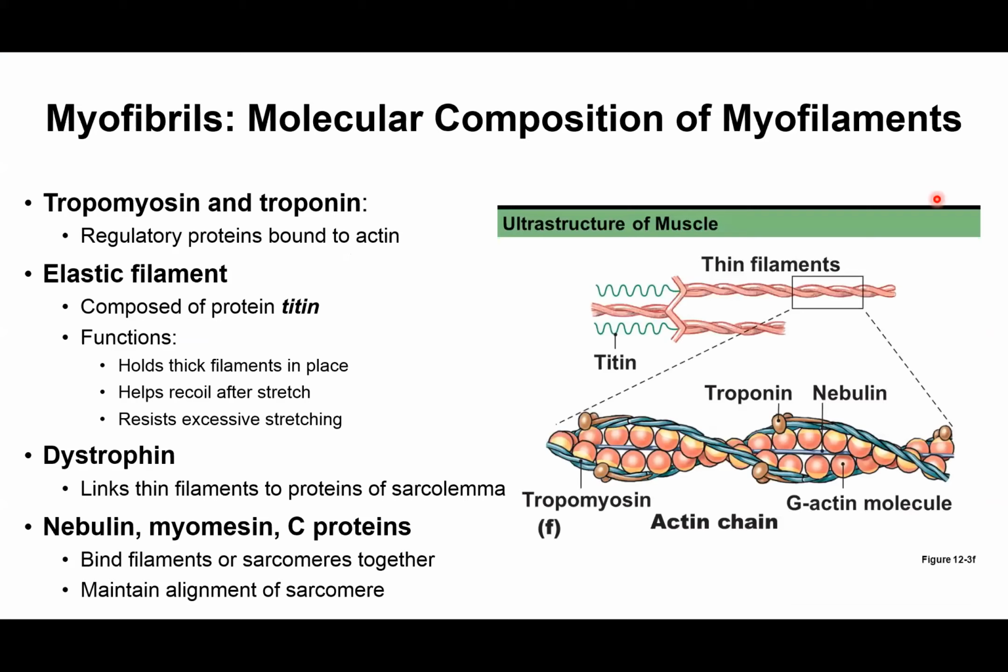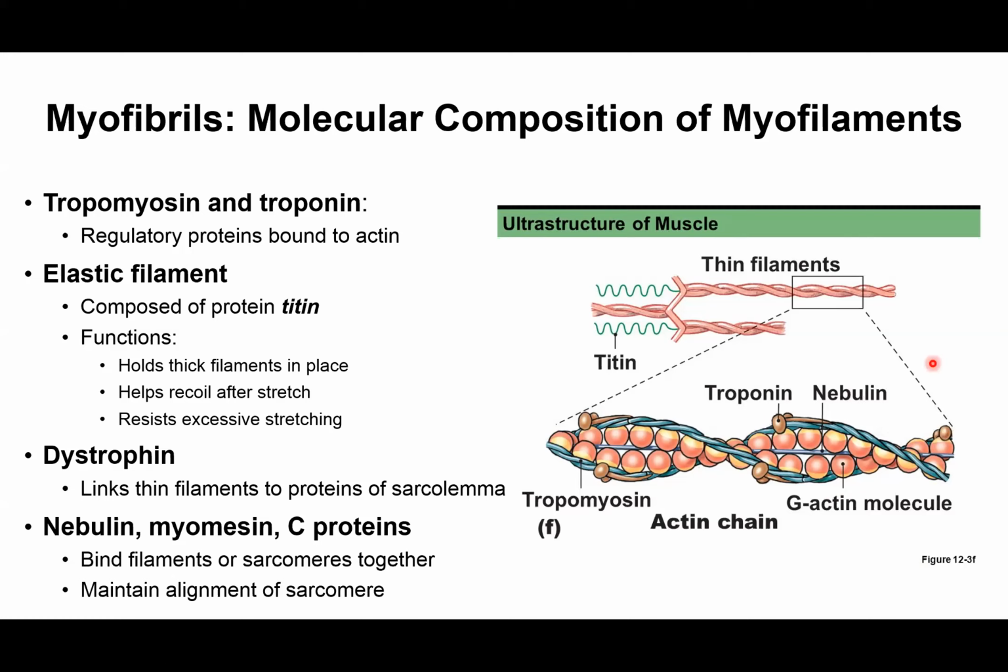So here are some of the other molecules that I had mentioned before. We have tropomyosin and troponin, which are those regulatory proteins that are bound to actin. Here the green looking chains are the tropomyosin, and then troponin are these little dots that are connected to tropomyosin. They're a burnt hazy orange color, I guess.